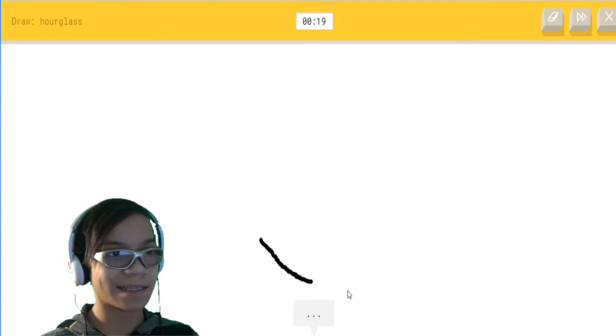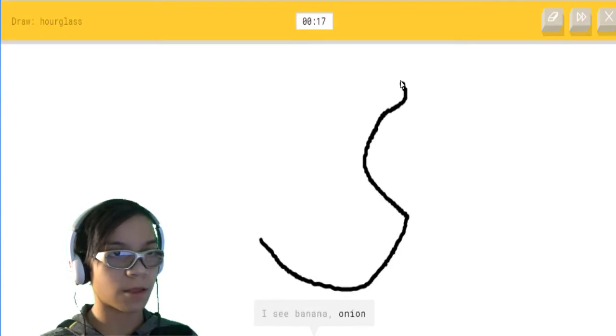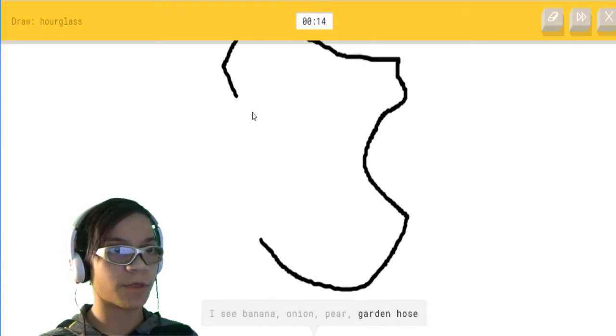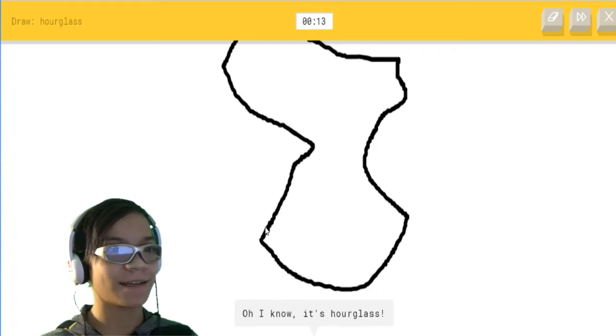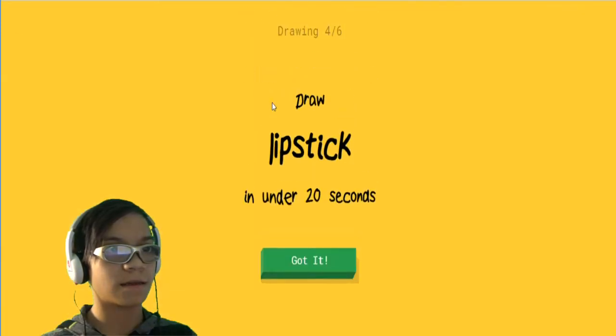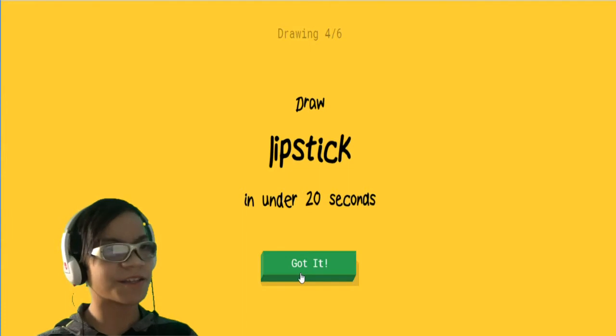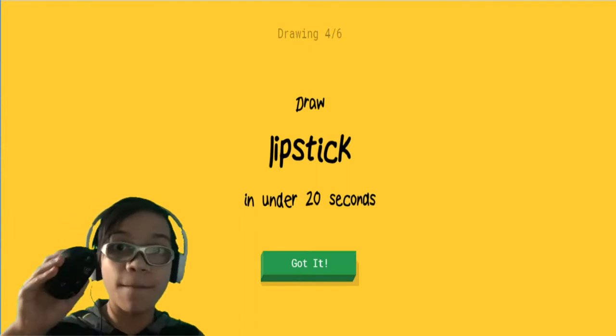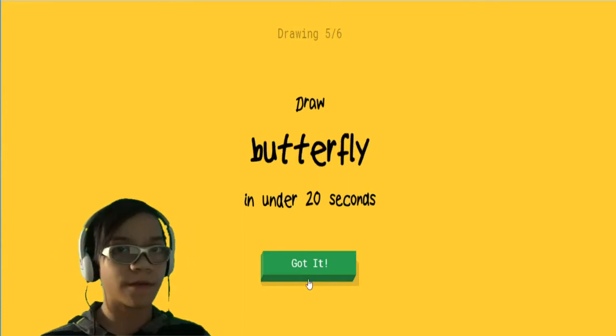Hourglass. Easy. Boom. I see banana. Or onion. Or pear. It's hard to draw with a mouse. Oh my god. I see vase. Oh, I know. It's hourglass. There you go. Alright, this is kind of hard, to be honest, using a mouse. I wouldn't have gotten that.